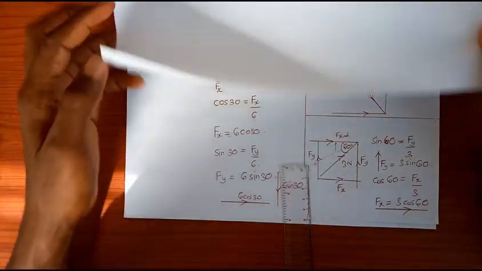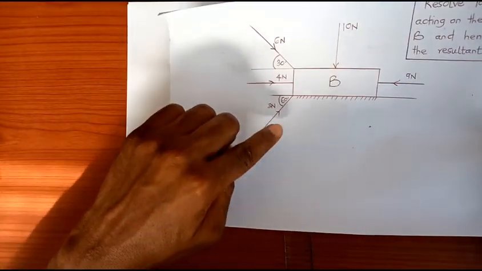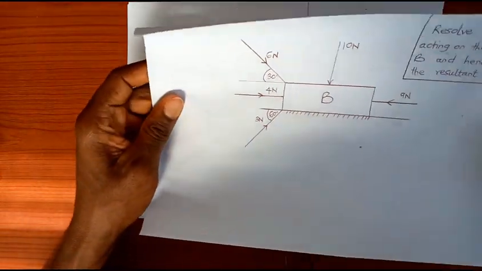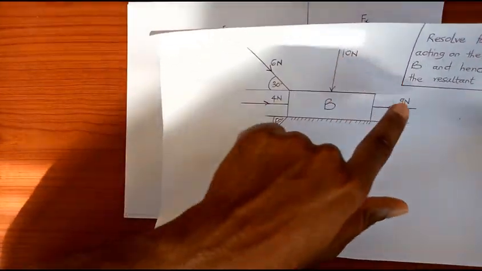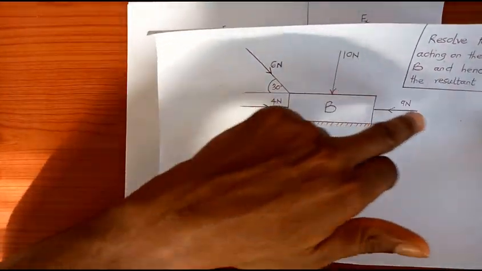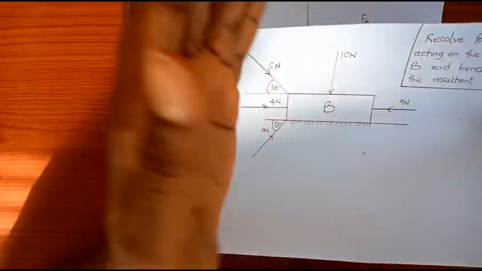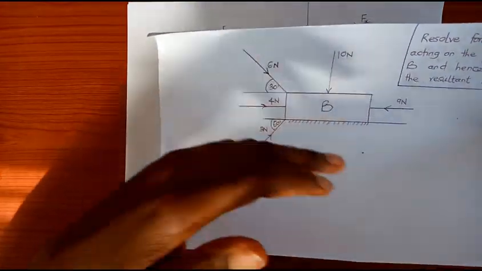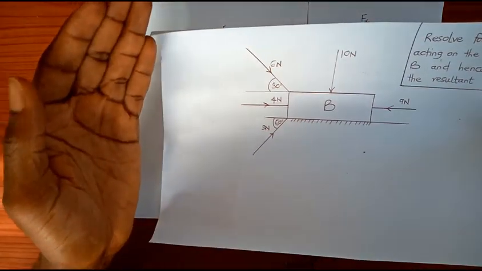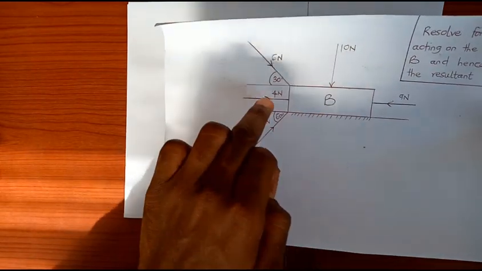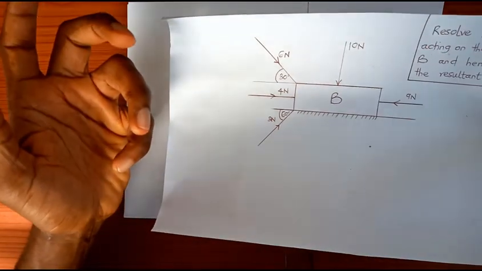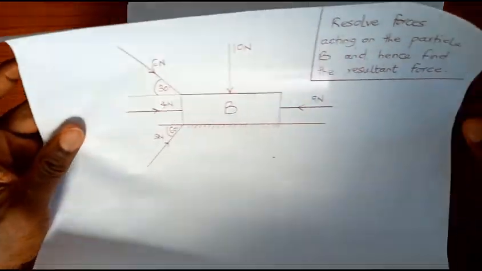So we are done with the 6 Newton force and the 3 Newton force. Now let's look at the 10 Newton, 9 Newton, and 4 Newton forces. These forces, I normally call them pure forces. They are acting in the vertical plane. This is a pure vertical force with no component. It has only a vertical component, no horizontal component. This is strictly horizontal. This is strictly horizontal. So you don't resolve them. So I'll just represent them.